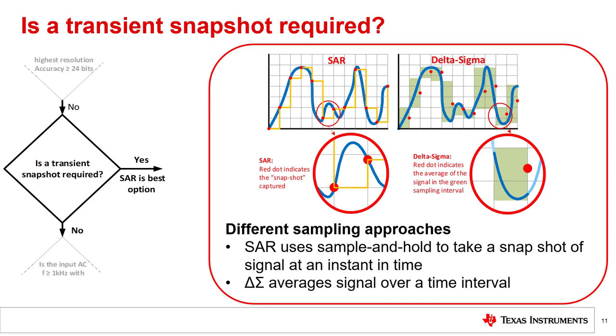Some measurement applications need to take a snapshot of a transient signal at a specific time in order to capture some key event. For example, a protection relay application needs to capture a transient fault voltage in order to activate a protection circuit. In this kind of application, the SAR converter is the best choice, as the sample and hold input will capture the waveform at a precise instant in time. The delta sigma, on the other hand, averages several input samples over a time interval, which introduces latency. The diagram on this slide illustrates the snapshot action of the SAR and the averaging of the delta sigma.